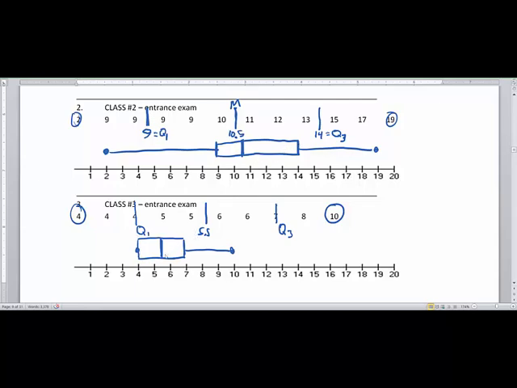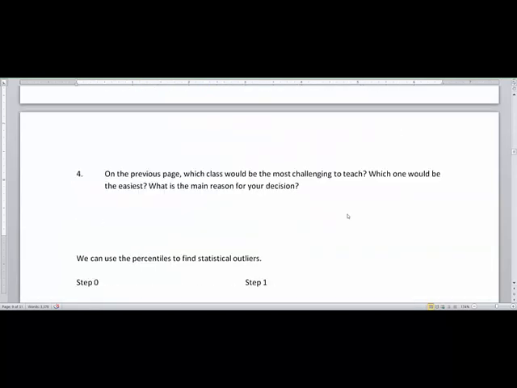Well, class number 3 definitely has a smaller box, which means that the middle 50% of the students are really close together. So similar in terms of ability. Now, there's a small whisker on this end. I mean, it didn't stretch all the way up to these high scores, but you have this little stretch right here. And so the whiskers are smaller, the box is smaller. So this all boils down to a question I couldn't fit on this page, but it's on the next page. It says, on the previous page, which class would be the most challenging to teach? Which one would be the easiest? What is your main reason for your decision?